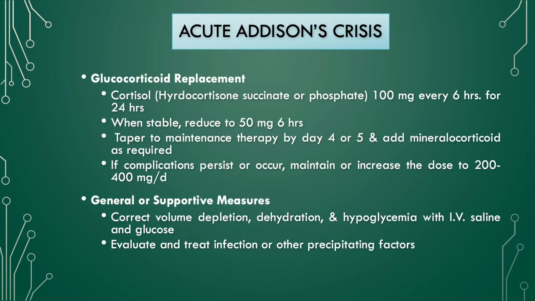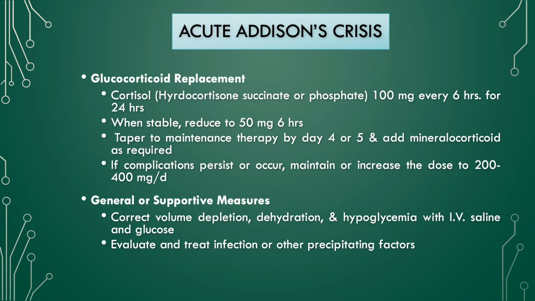In the event that the patient is admitted with acute Addisonian crisis, the patient is given glucocorticoid replacement where cortisol 100 mg every 6 hours for 24 hours is administered. Once stable, the dose is reduced to 50 mg every 6 hours. The dose is then tapered to maintenance therapy by day 4 or 5 and a mineralocorticoid added if required.